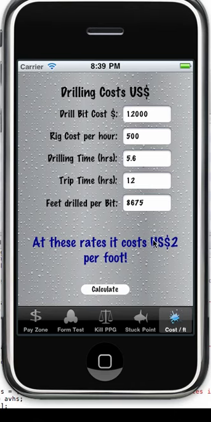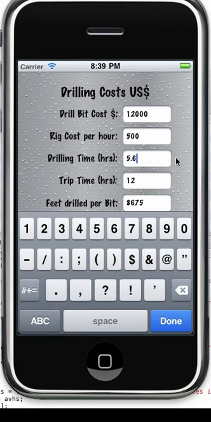Okay, so that's cheap. $2 per foot. Yeah, probably because the drilling time's so low.